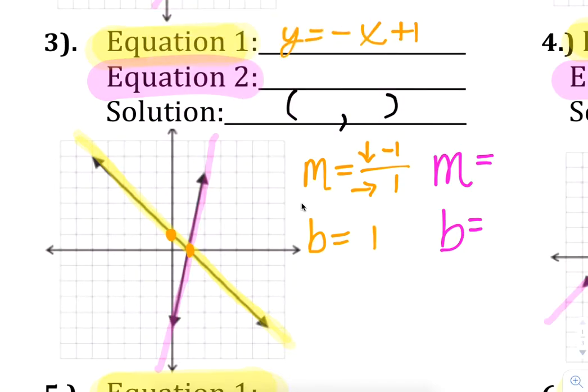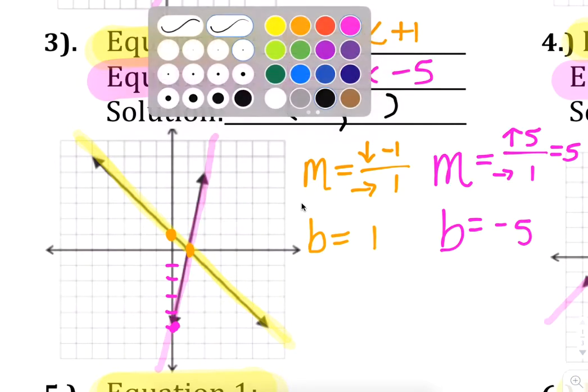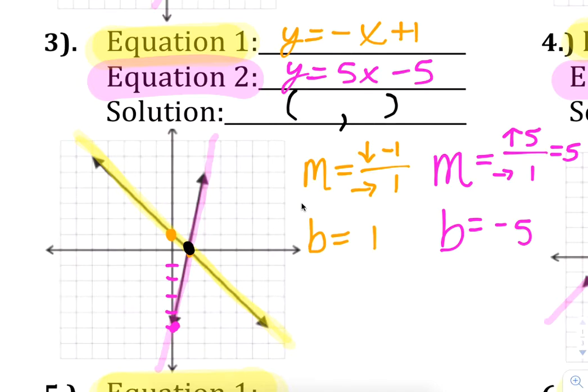The pink problem is going to begin at negative 5, and then it is rising up 5, right 1. So rise up 5 to the right 1. I'm not going to put 5 over 1 in my equation. I'm just going to put 5. So y equals 5x minus 5. Perfect. Once we have both of those, we're ready to put our solution. Our solution is the point where they intersect. That would be 1, 0.